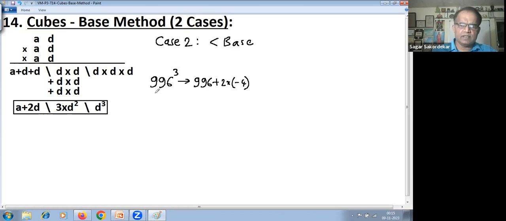996 is 4 less. 9 minus 9 is 0. Last from 10. 10 minus 6 is 4. Next, 3 into minus 4 square, and then minus 4 cube. The difference cube. So 2 into minus 4 is minus 8. 996 minus 8 is 988. The first part is 988.